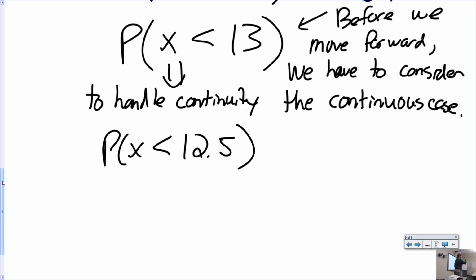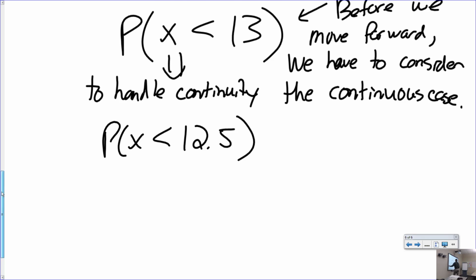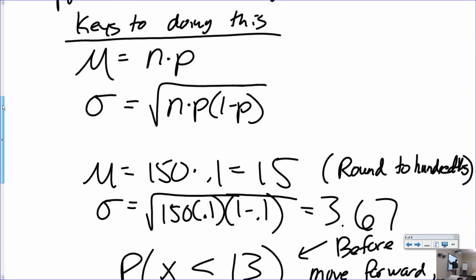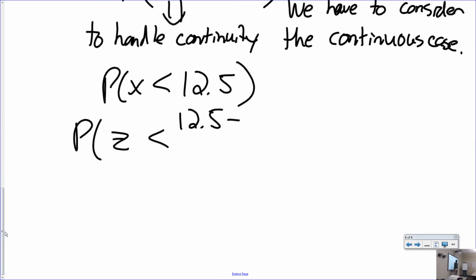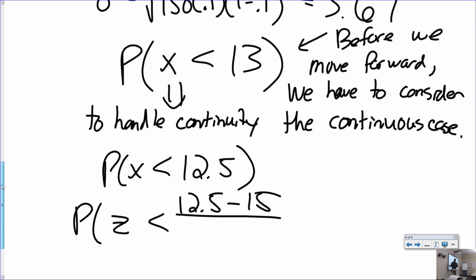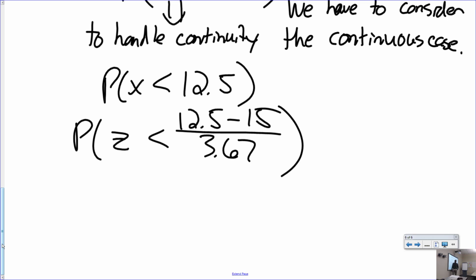So when you're approximating binomial with z's, you have to go from discrete to continuous and handle it correctly, right? Once you get this, now we do exactly what we did back in chapter 6. We're going to say, what's the probability that z is less than 12.5 minus the mean? What was our mean? 15. Divided by our standard deviation. What was our standard deviation? 3.67. And now all it is is a straight z-table look up.